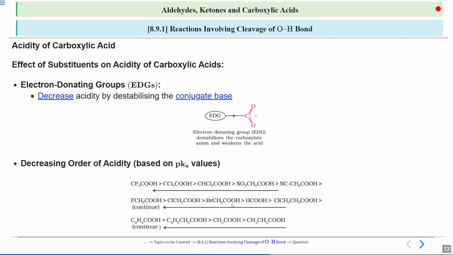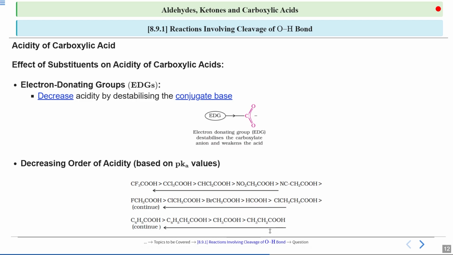Now if I talk about simple alkyl groups, like CH3 or C2H5, they are electron donating. Because they are electron donating, they are considered the weakest acids. And look over here at phenyl, which is C6H5COOH. This is weaker than formic acid, because the C6H5 donates electrons through resonance into COO-, which destabilizes it. So CF3COOH is the strongest and CH3CH2COOH is the weakest, because this alkyl group donates electron density.